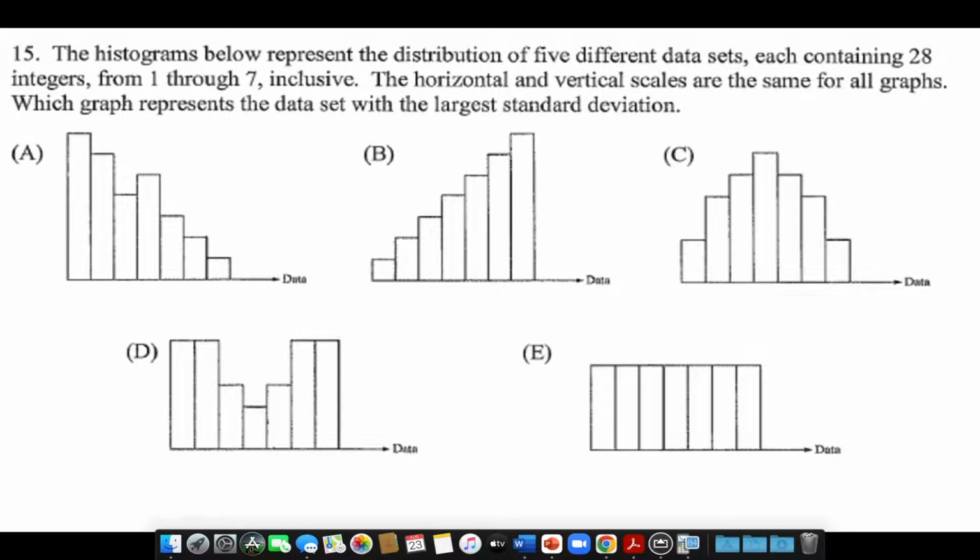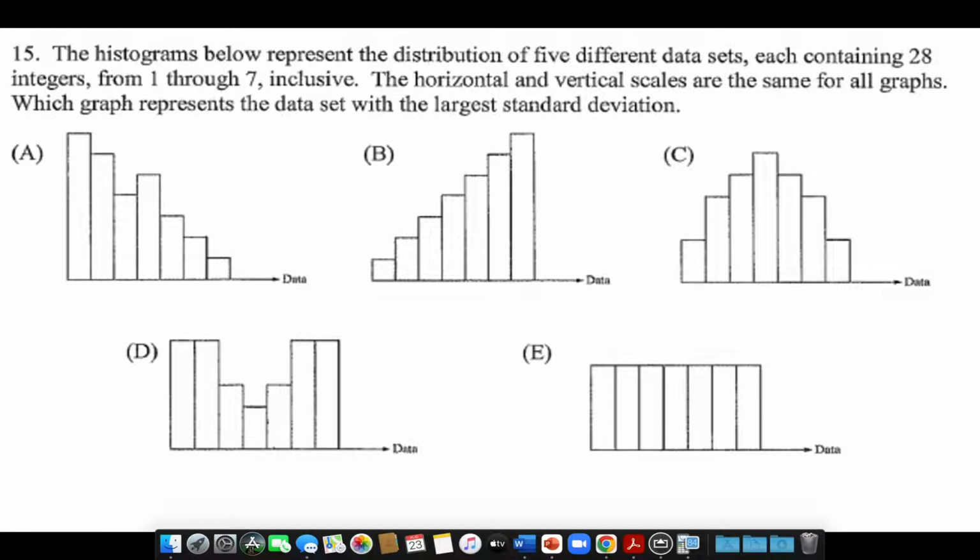Standard deviation talks about how far each value is from the mean. So the one with the biggest standard deviation has more values that are further away from the mean, right? That makes it go up. Okay, so let's look at that. That's what we're looking at. So the first thing we've got to find is the mean. Where is the mean, right?